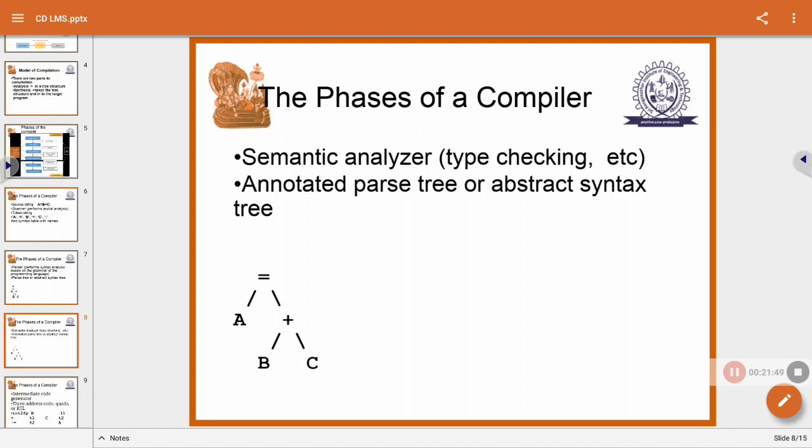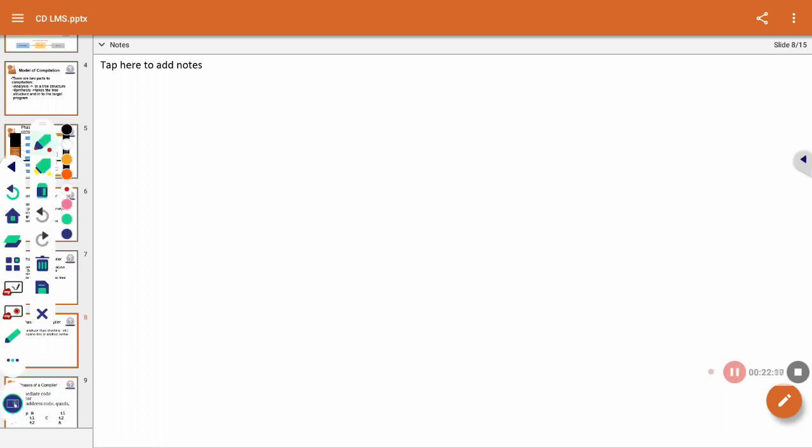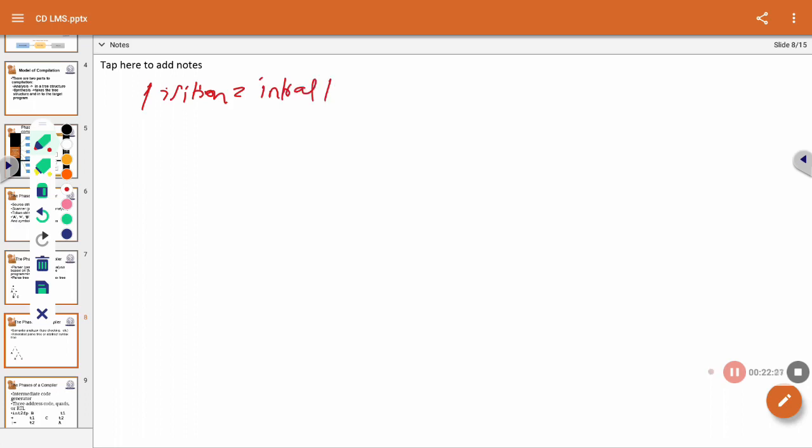For the time being, let us consider one more expression: initial plus rate into 60.